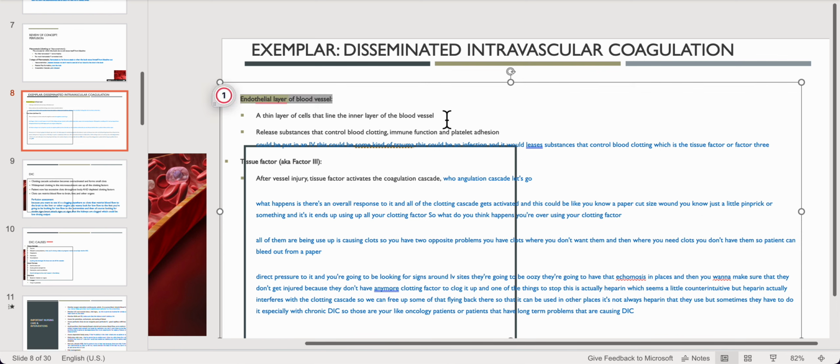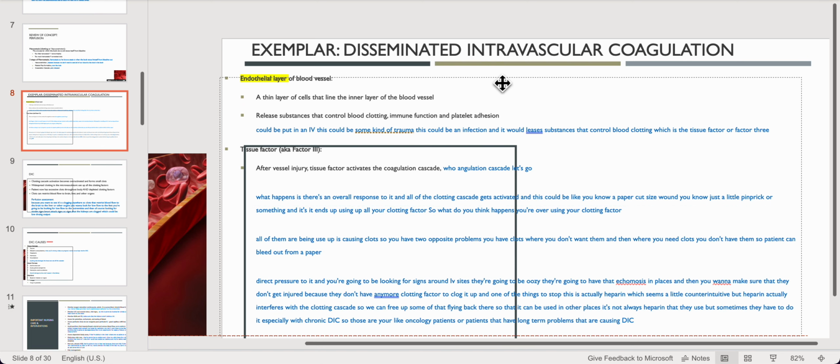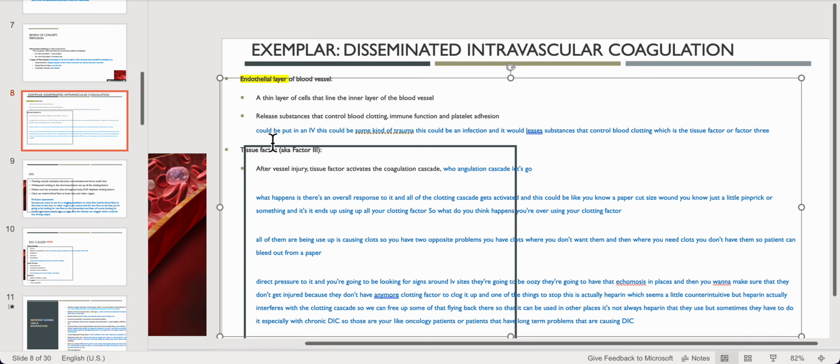Endothelial layer of blood vessel. A thin layer of cells that line the inner layer of the blood vessel. They release substances that control blood clotting, immune function and platelet adhesion.